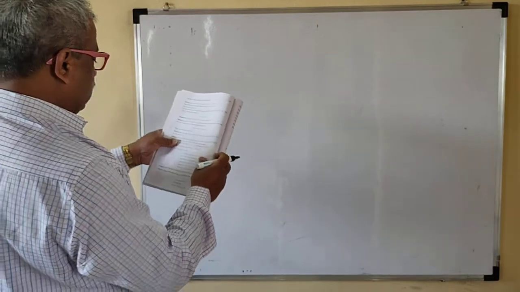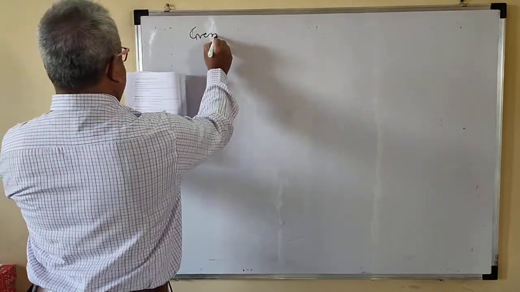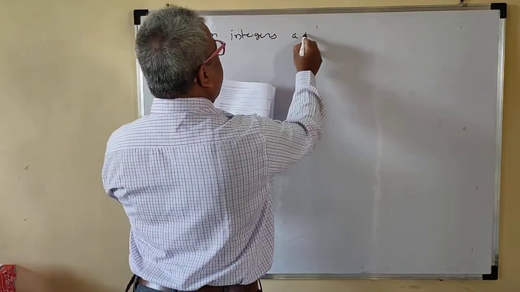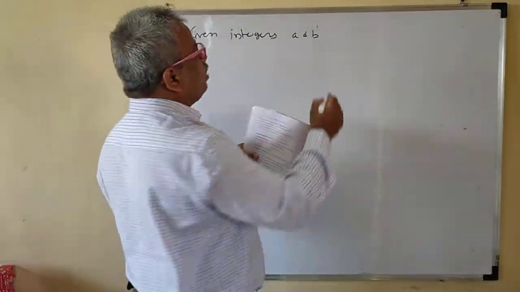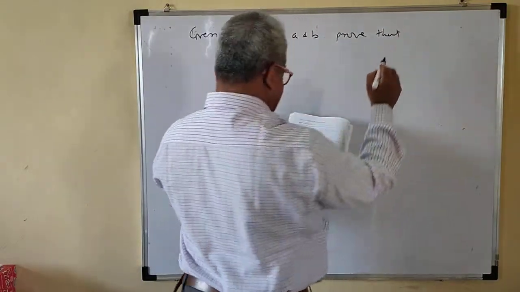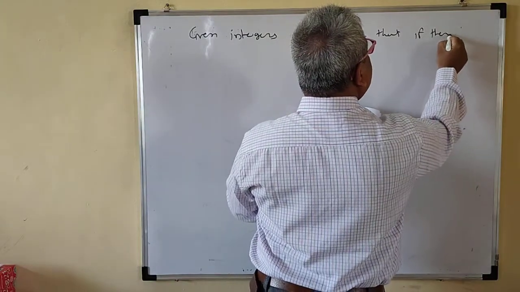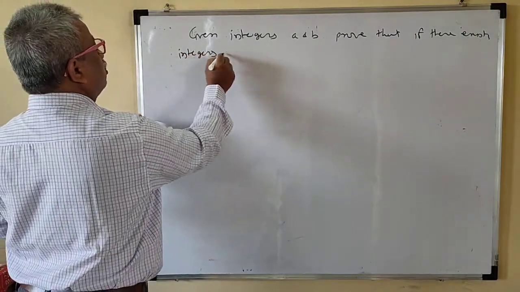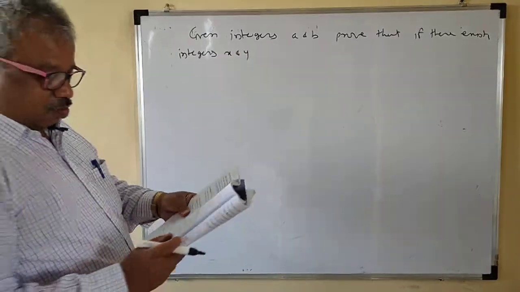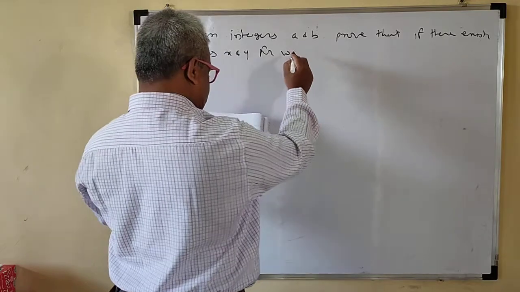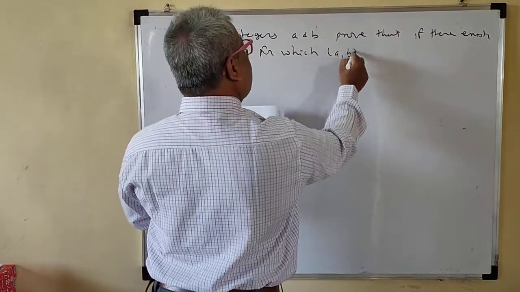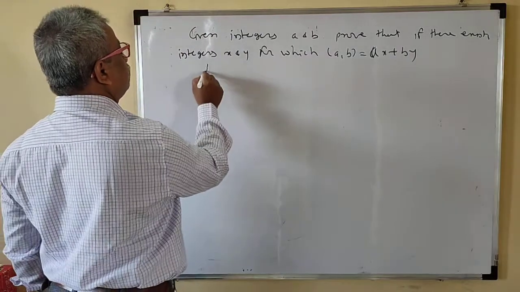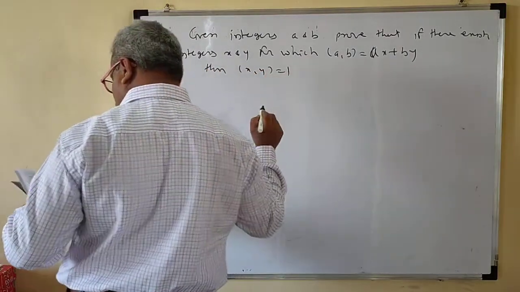Okay, so now we take the next problem. Given integers A and B, prove that if there exist integers x and y for which GCD of A, B is equal to ax plus by, then GCD of x and y is equal to 1.